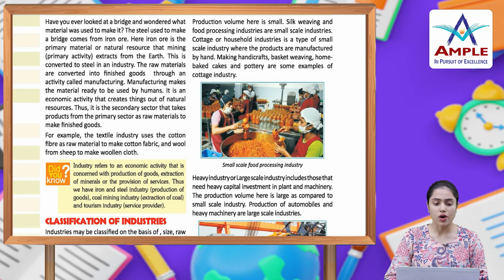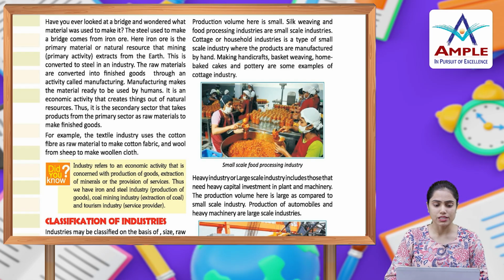It is an economic activity that creates things out of natural resources. Thus, it is the secondary sector that takes products from the primary sector as raw materials to make finished goods. For example, the textile industry uses cotton fiber as raw material to make cotton fabric, and wool from sheep to make woolen cloth.